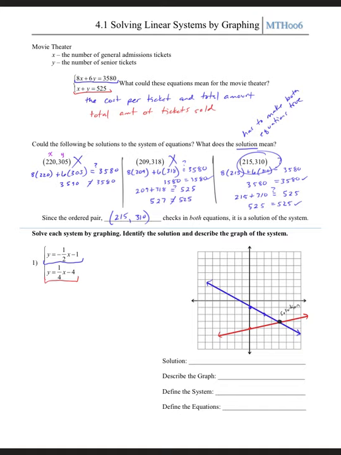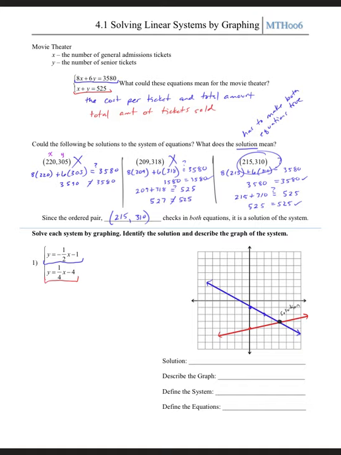Now that we have our second line sketched, we want to look for the solution. We know the solution is going to be the point at which these two lines intersect. So I have marked the solution here. Now we have to find what that ordered pair is.